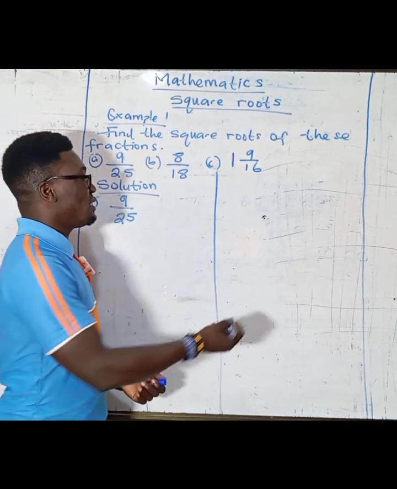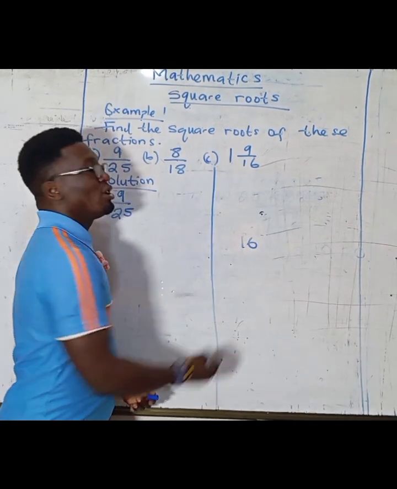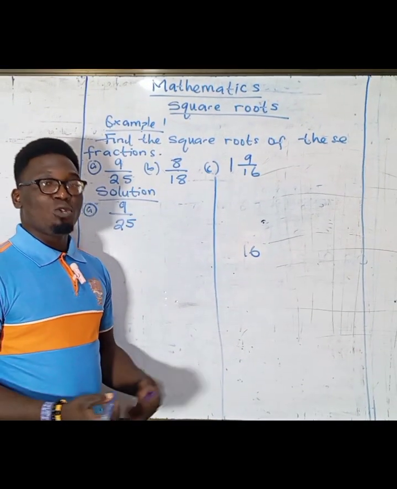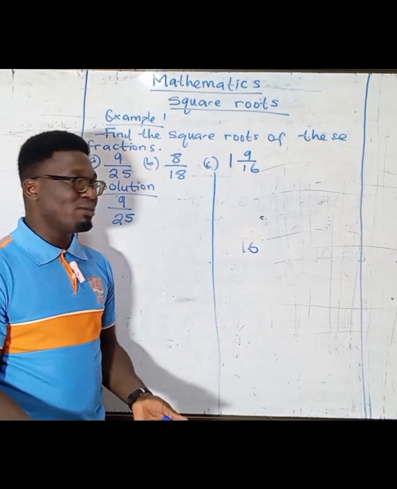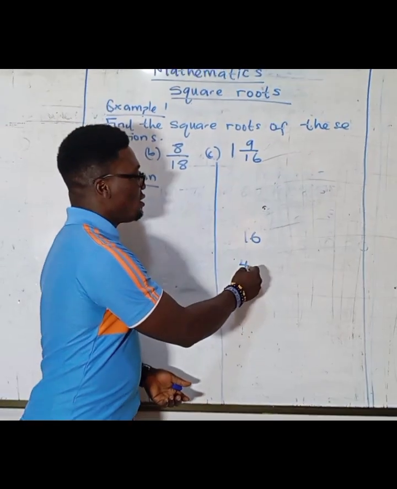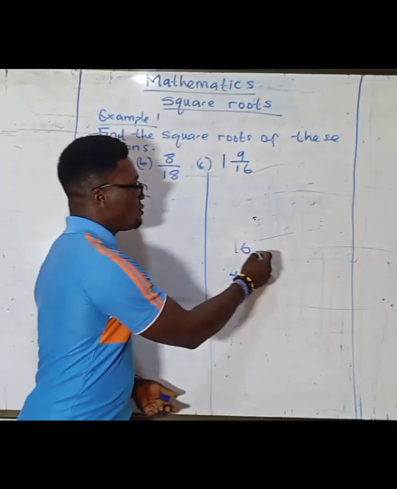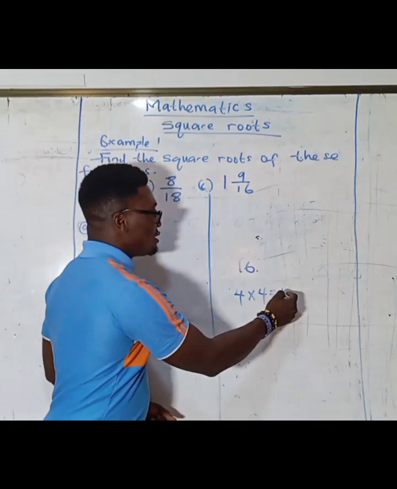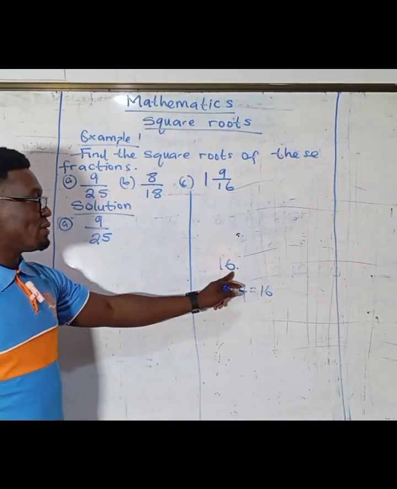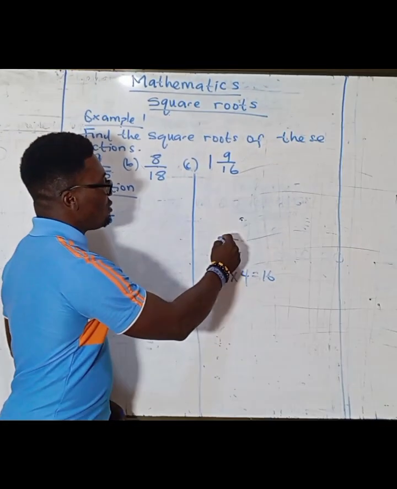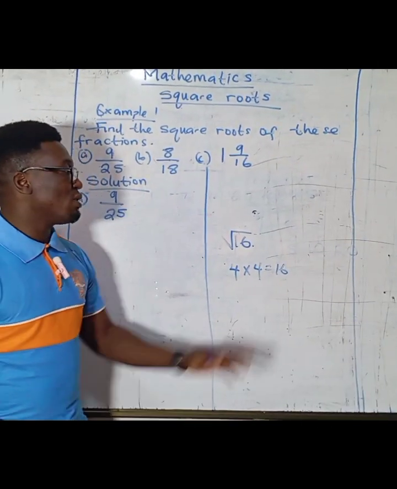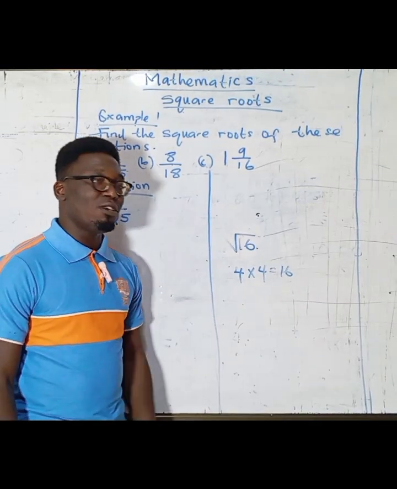If they say find the square root of 16, for example, you find a number that when you multiply it by itself gives 16. For example, 4. 4 times 4 is what? 16. So the square root of 16 is the same thing as 4. So this is the symbol for square root. Square root of 16 is equal to 4.